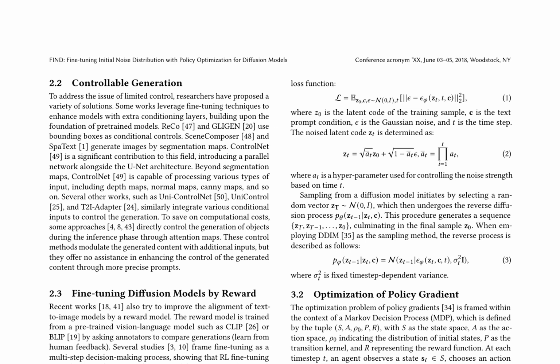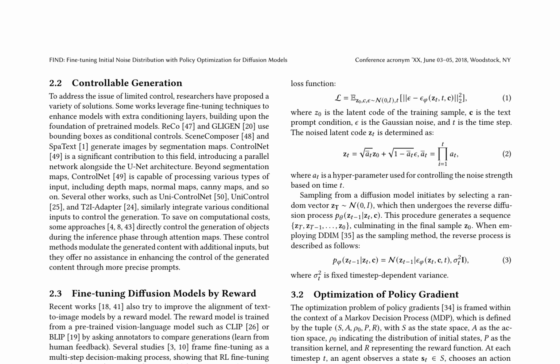Here is a combined summary of pages 3 and 4 of the research paper. The paper addresses the issue of limited control in text-to-image generation models, particularly diffusion models. Existing solutions involve fine-tuning techniques, conditional controls, and reward models to improve alignment between generated content and prompts. However, these approaches have limitations, such as high training costs and instability during the training process.